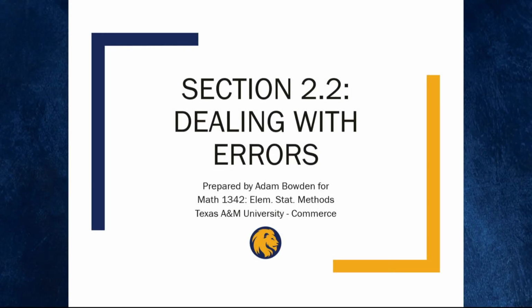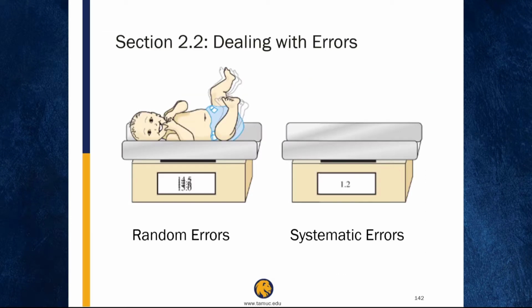In the next section, what we're going to be discussing is dealing with errors in different types of measurements. So we're continuing on from the last section where we talked about different types of measurements. We now want to deal specifically with the types of errors that become present when we start measuring things. And so here's an illustration of two different types of errors, the random errors and systematic errors.